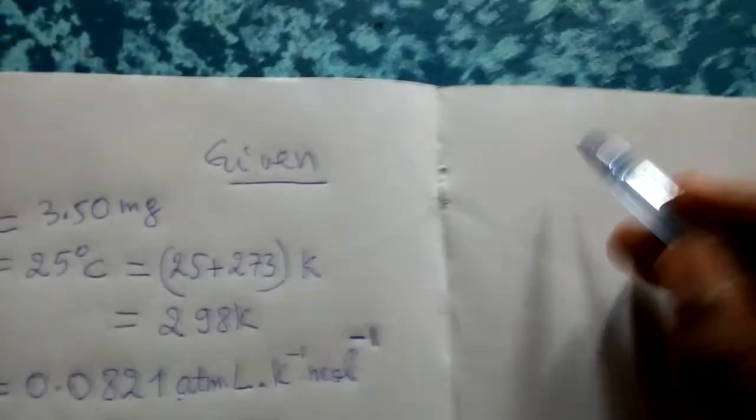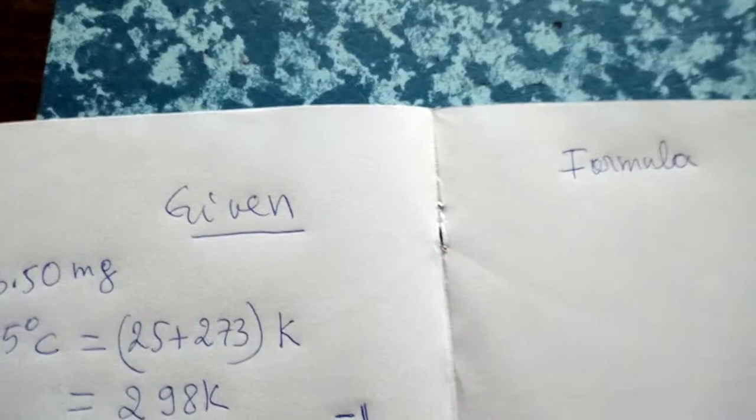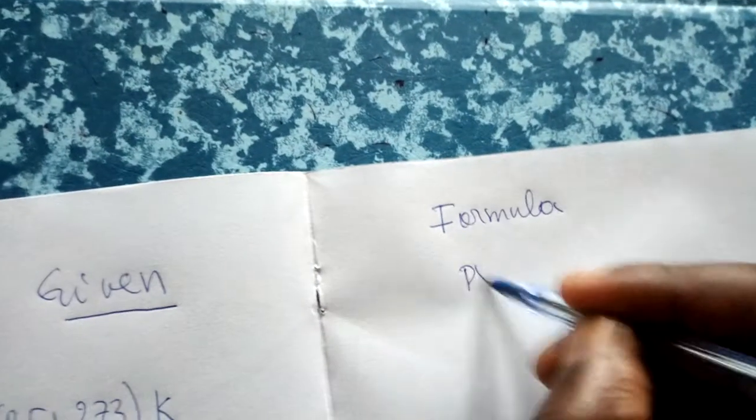Another thing: everything that we need as data, we have, but now we have to use the formula. The formula is the known formula of the ideal gas equation. We know that PV is equal to nRT.